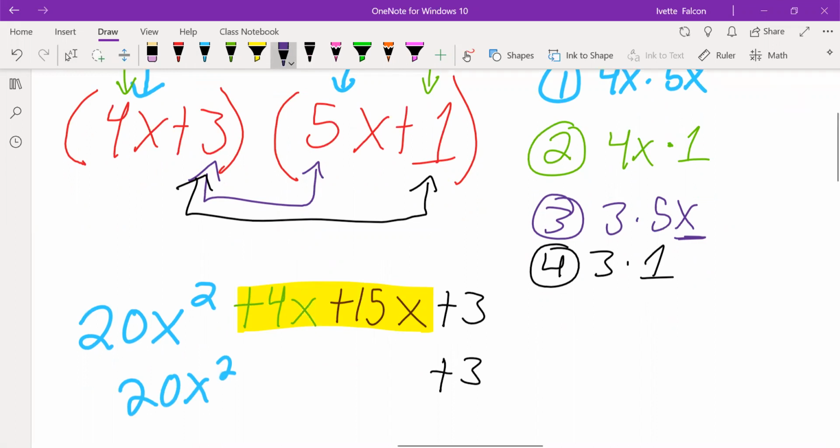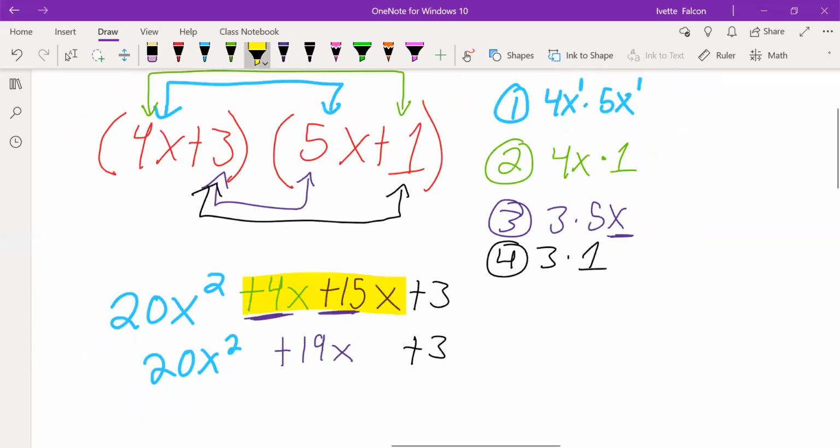Now you're going to add the ones in the middle, because you're combining. So you're going to do 4 plus 15. That gives you a positive 19. Both of them have the same letter. That's why we were combining like terms. So it would be a positive 19x.